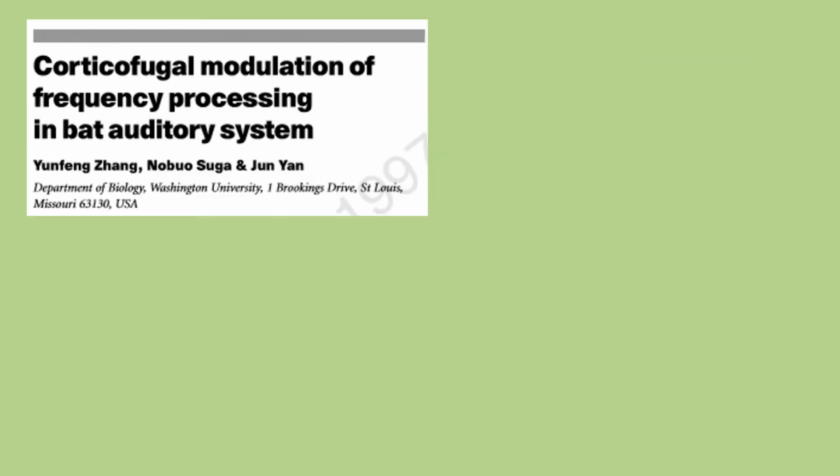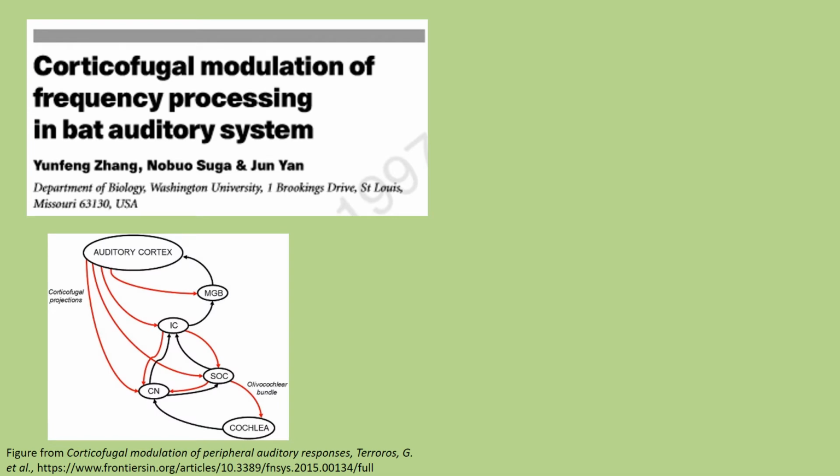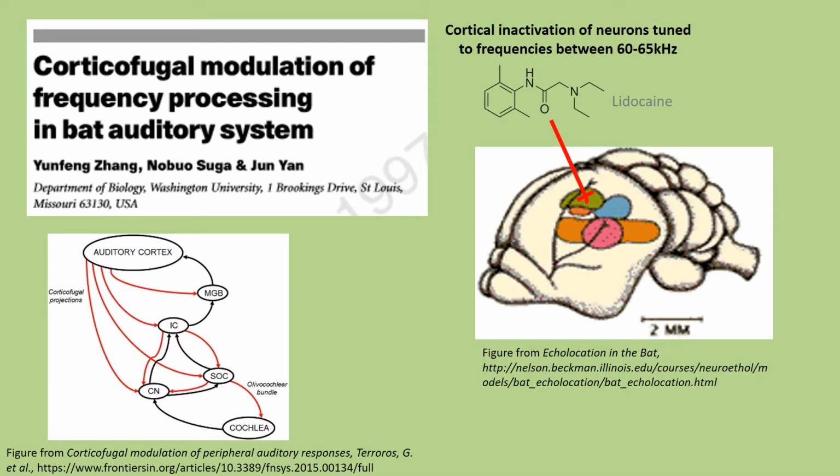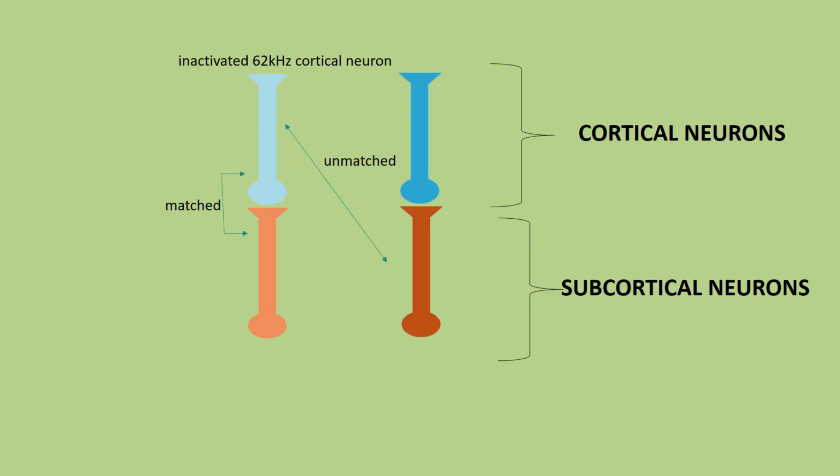Many studies have studied the role of the corticofugal pathway by inactivating it. Lidocaine specifically inactivates cortical neurons tuned to frequencies between 60 and 65 kHz. This study by Zhang, Suga, and Yang investigated the responses of thalamic and collicular neurons following this cortical inactivation. Cortical inactivation caused by lidocaine decreased auditory responses of the matched thalamic and collicular, or subcortical, neurons. However, this did not change their tuning curves. They remained responsive to the same characteristic frequency, but they required a greater stimulus.